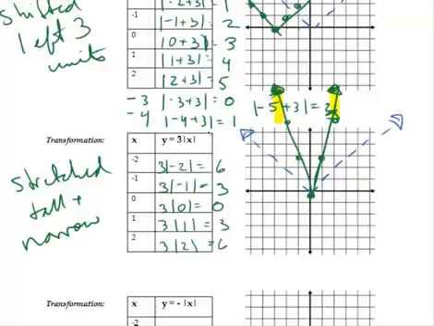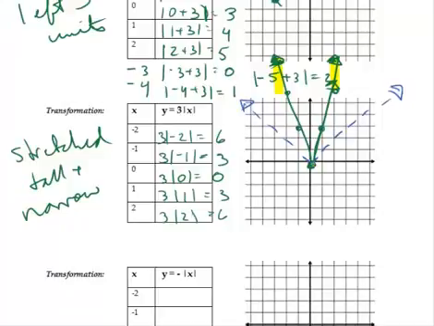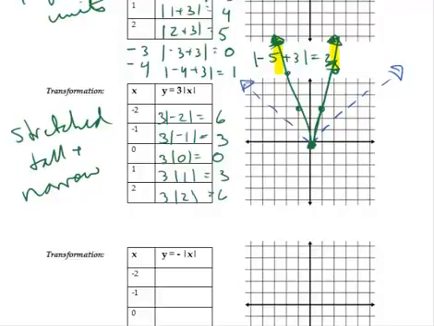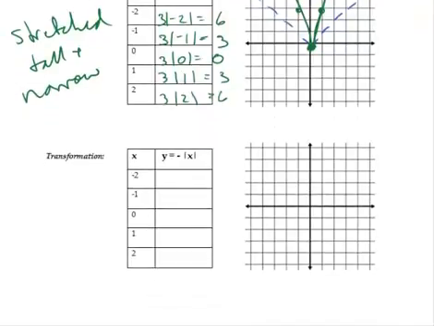That's what the 3 in front did. It still started in the same point. That didn't change, but it made it skinnier. So, lots of different things that happen with 3s. Let's try something that doesn't have a 3, but it's an important change.